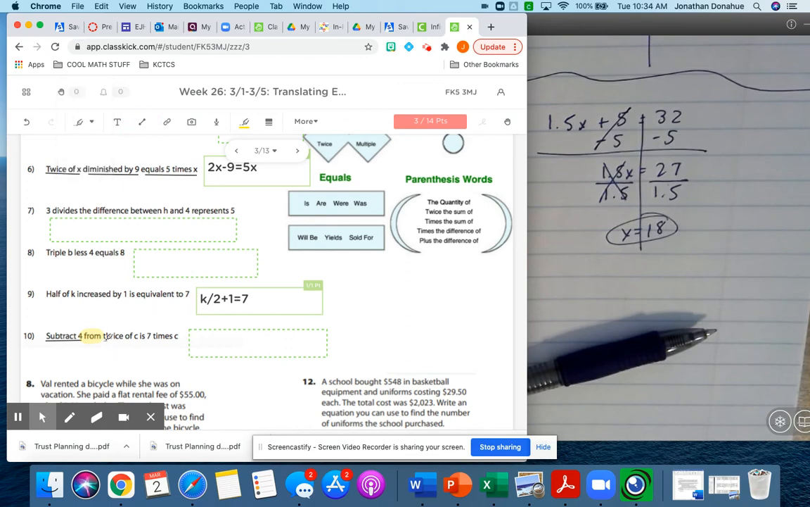Thrice of c is also a keyword. Let's just get this first part down. So thrice is like twice, but instead of times 2, it's times 3. So thrice of c, subtract 4. Now, just to be clear, a lot of people would do 4 minus 3x. That's not going to be correct here because order matters. You're subtracting 4 from it. So it's going to be 3c minus 4. And then it says is 7 times c. 7c.